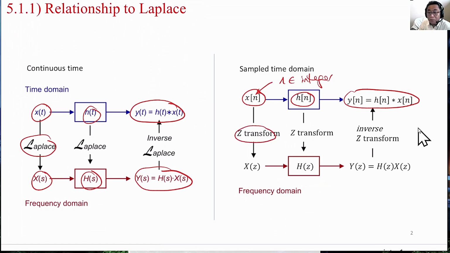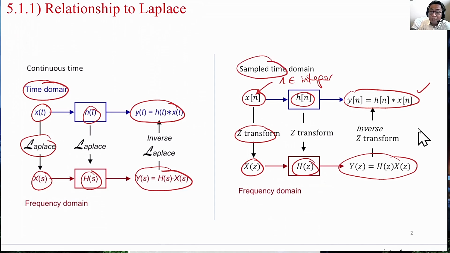When we perform Z transform, we get X(z). When we perform it on h[n], we get H(z). Convolution in time becomes multiplication in frequency as well. And this is one key relationship between the Z transform and the Laplace transform. They are actually almost the same. One is dealing with continuous time and one is dealing with discrete time.